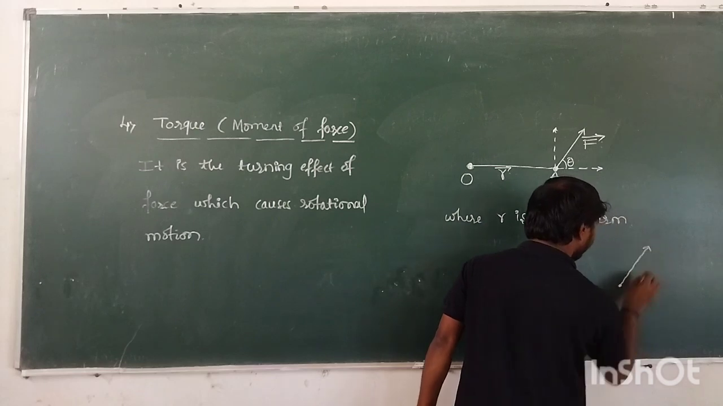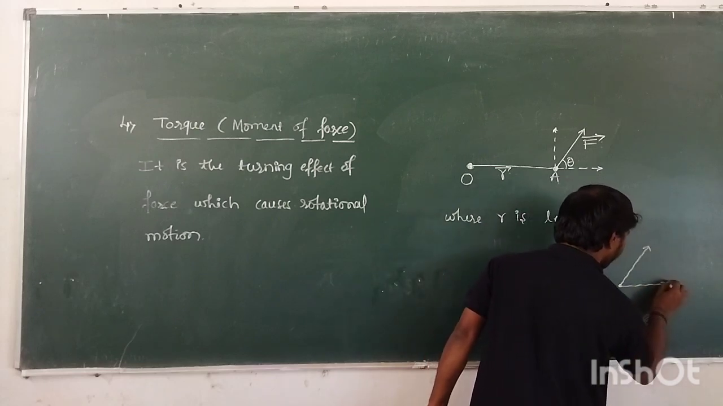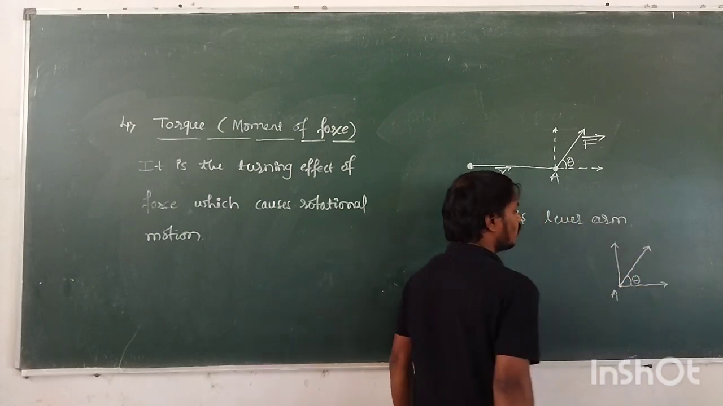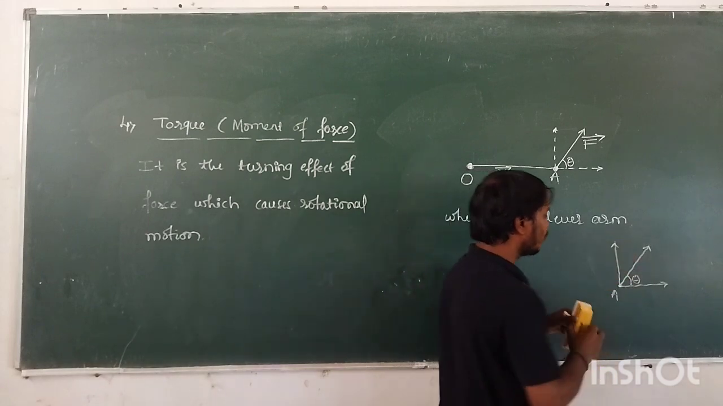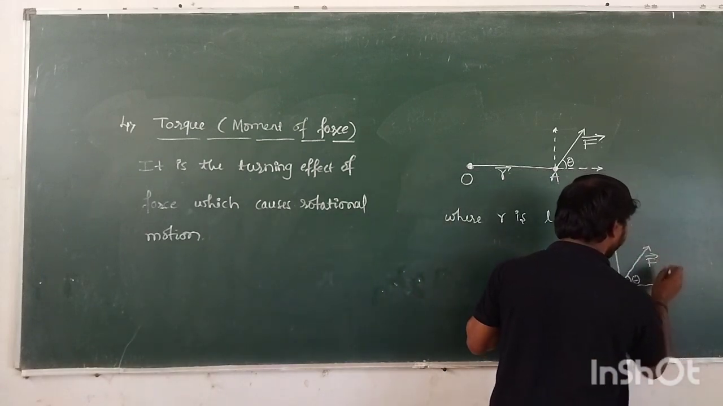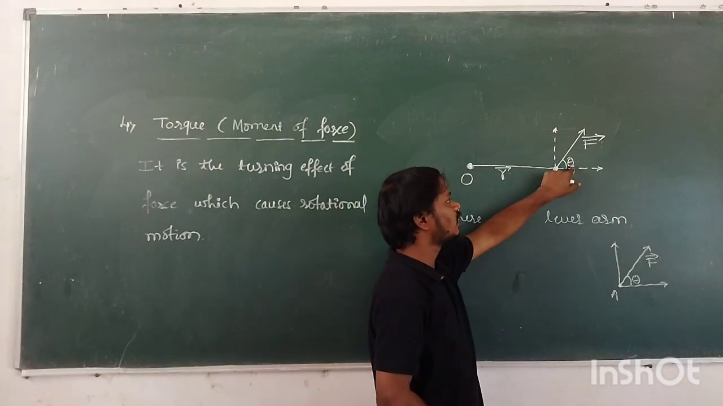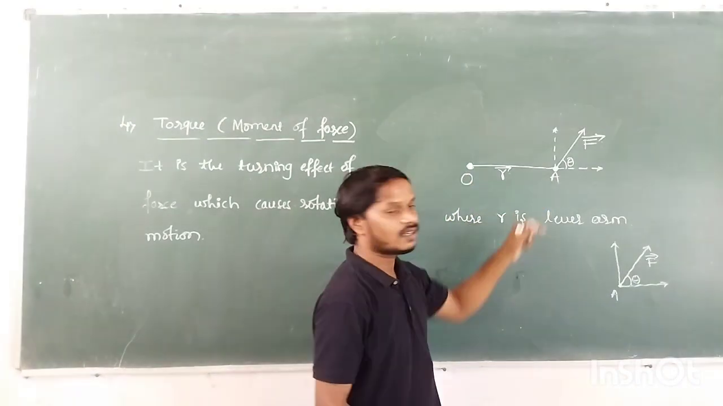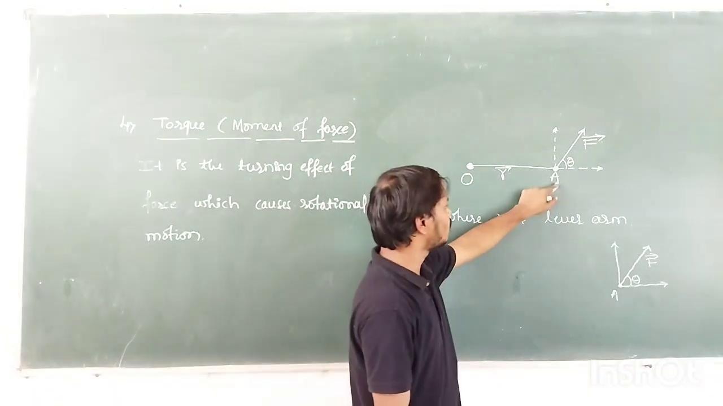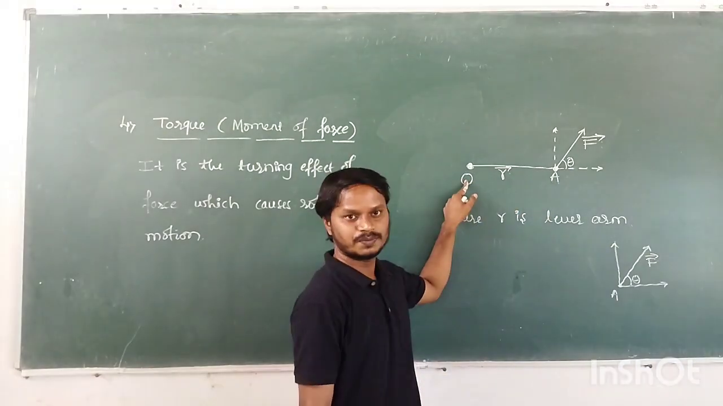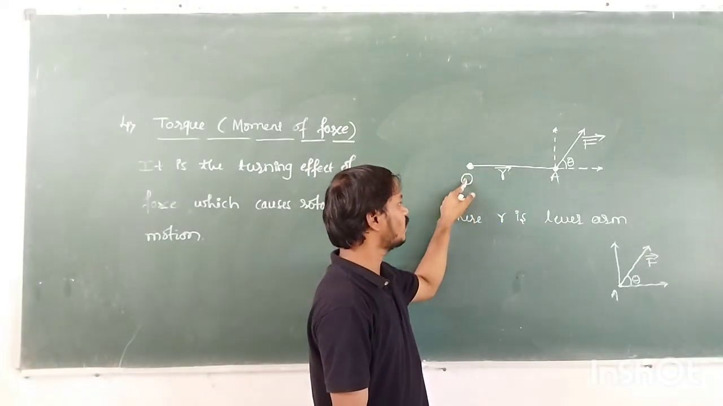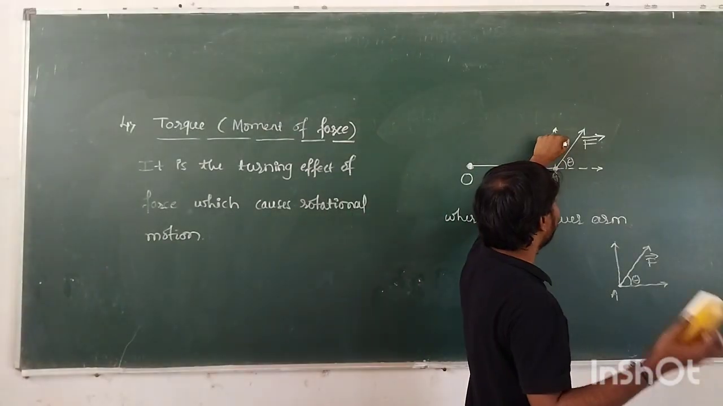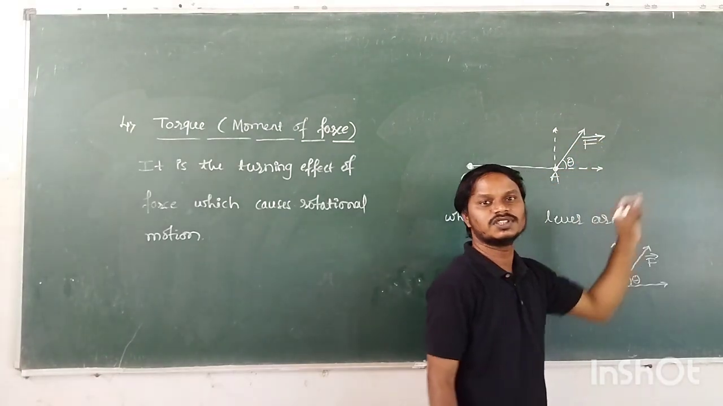So let us take this part only. This is end A, this is the x-axis and this is the y-axis. Then this is angle theta. What is theta here? Theta is the angle between the force vector and the lever arm. This lever arm is also called the position vector, the position vector of A with respect to O, which can be represented by R. So theta is the angle between the force vector and the position vector.